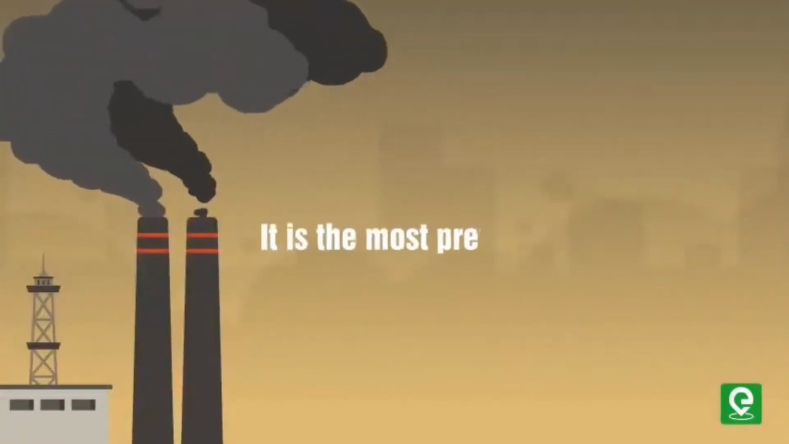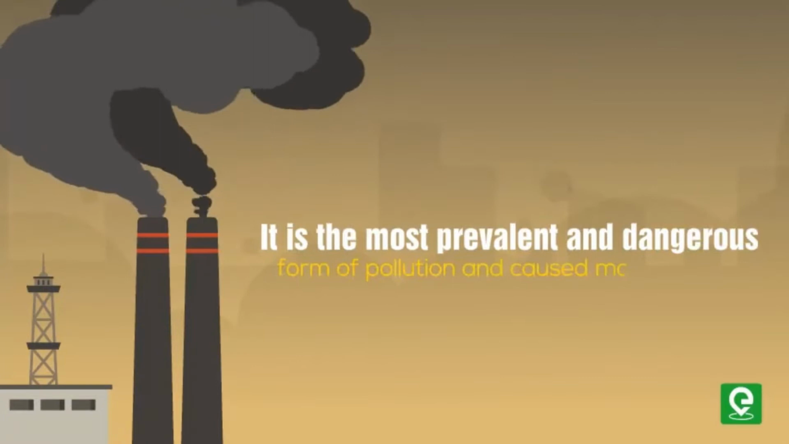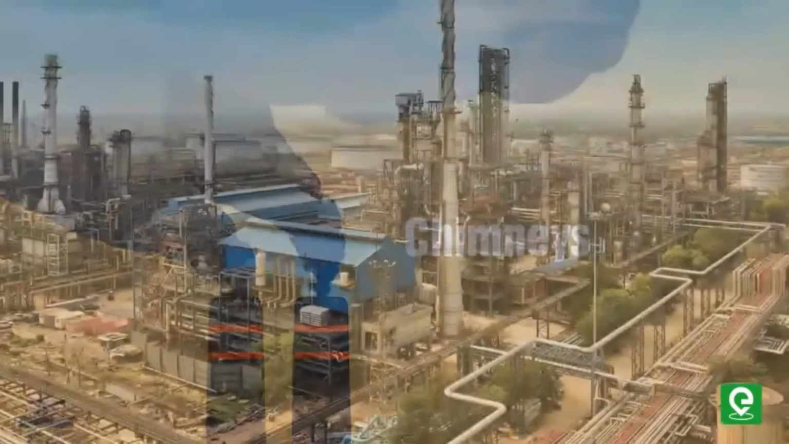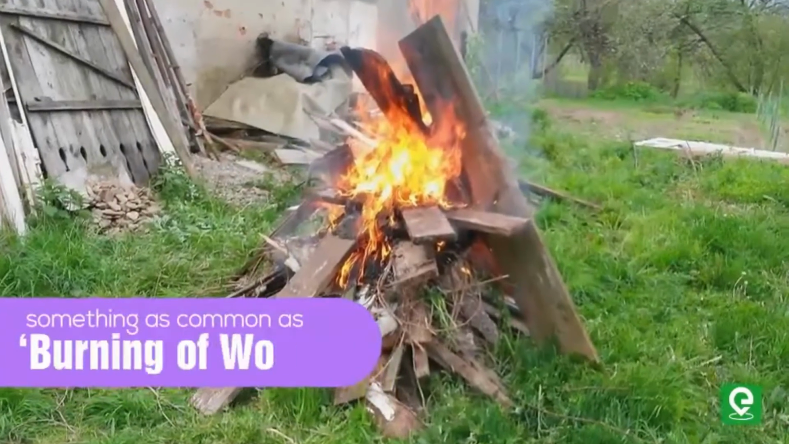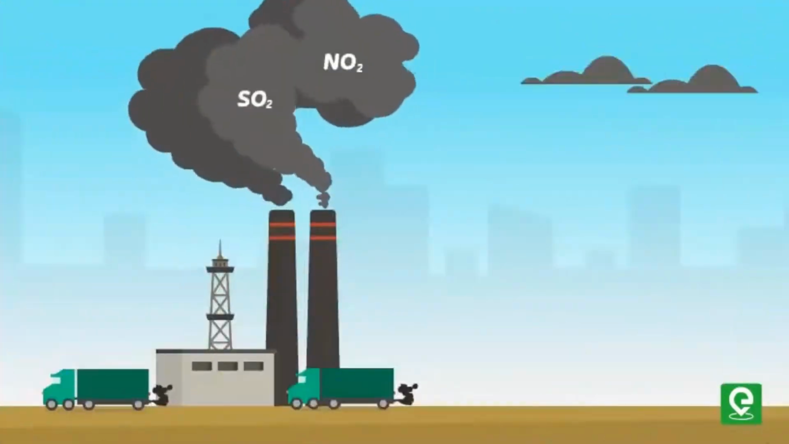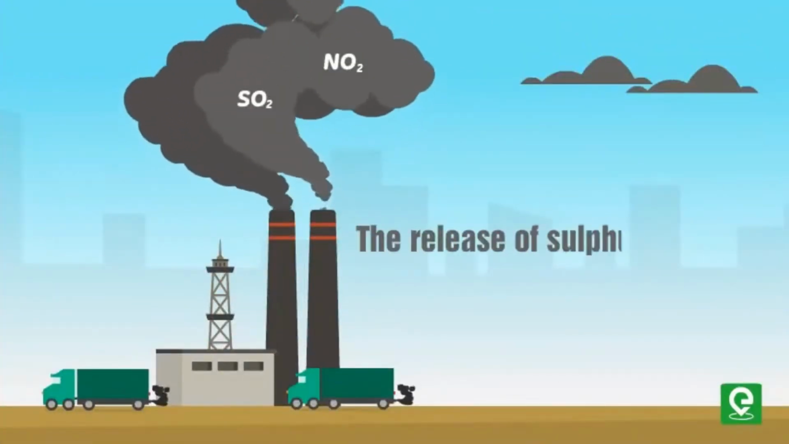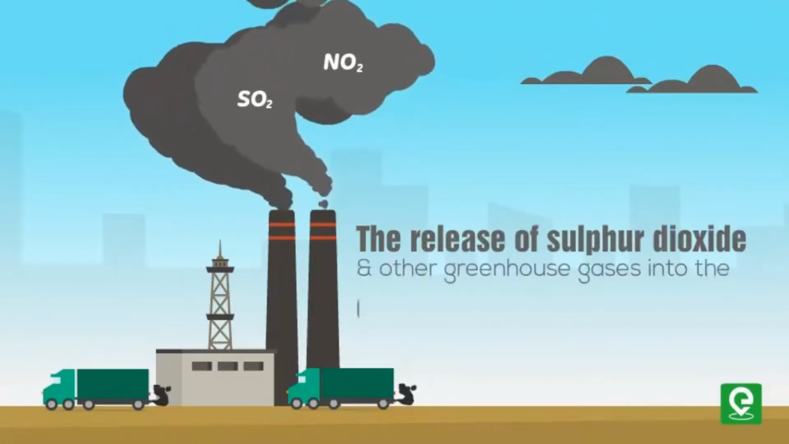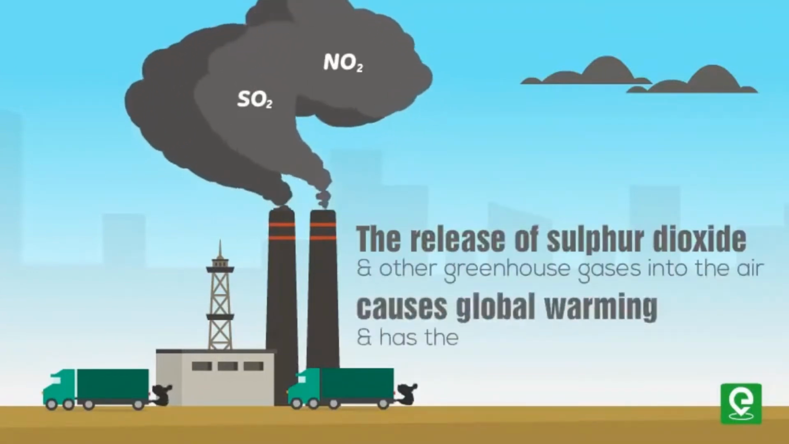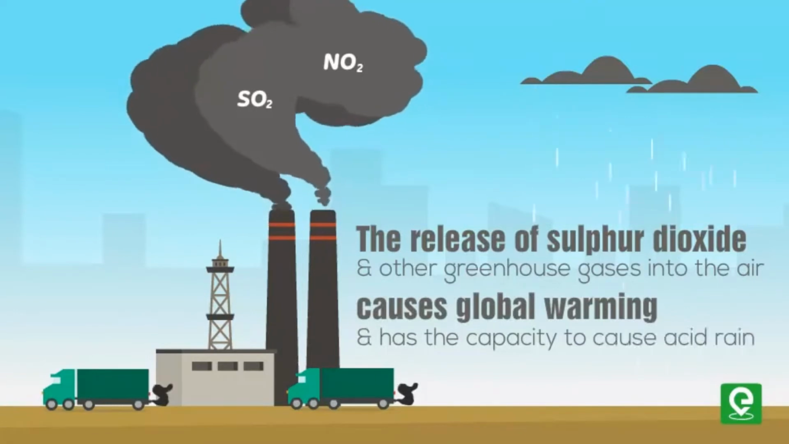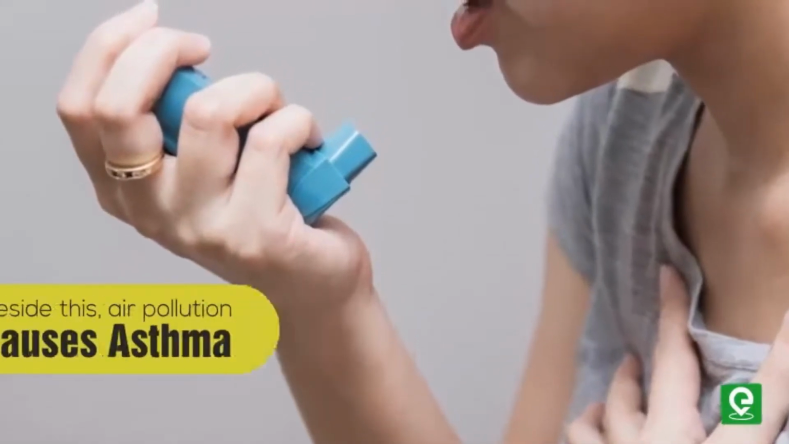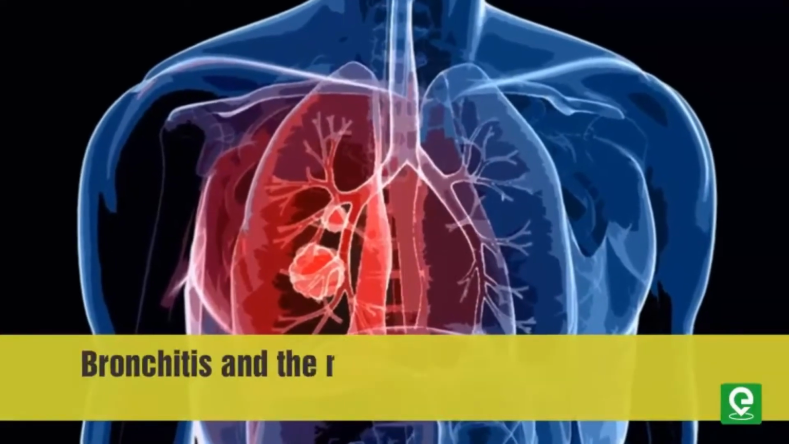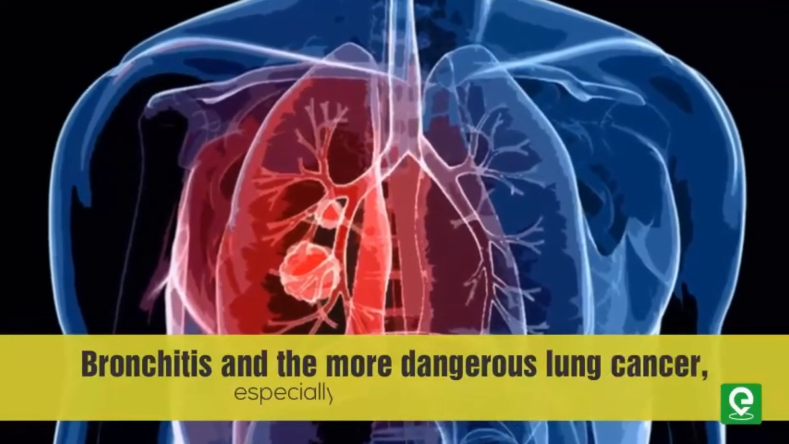It is the most prevalent and dangerous form of pollution and caused mainly due to chimneys, factories, vehicles, or something as common as burning of wood. The release of sulfur dioxide and other greenhouse gases into the air causes global warming and has the capacity to cause acid rain. Besides this, air pollution causes asthma, bronchitis, and the most dangerous lung cancer, especially in the metro cities.